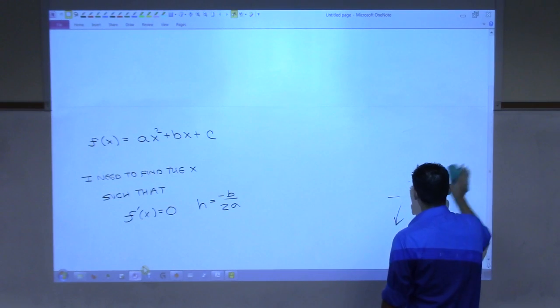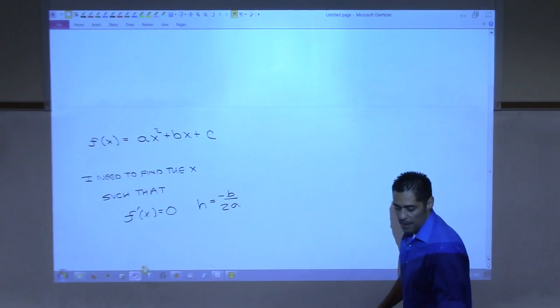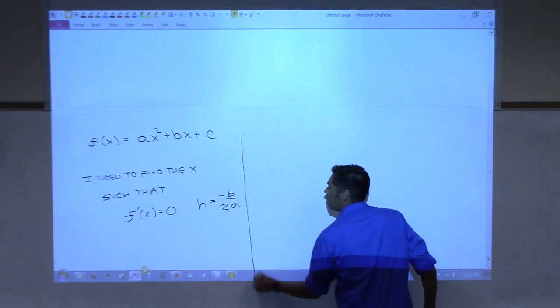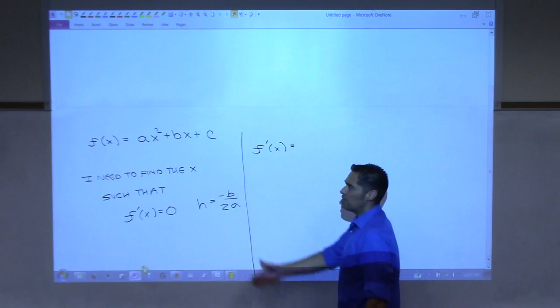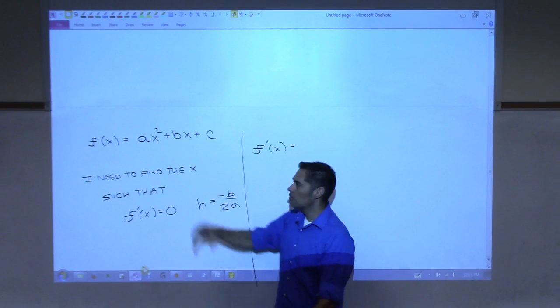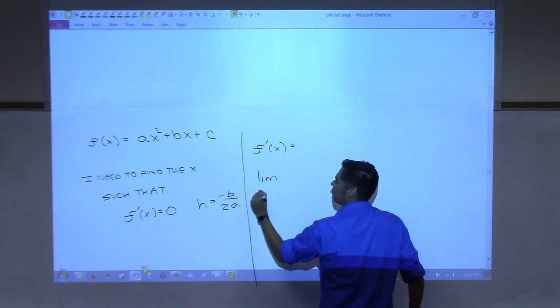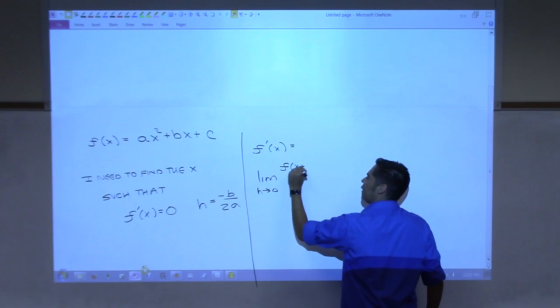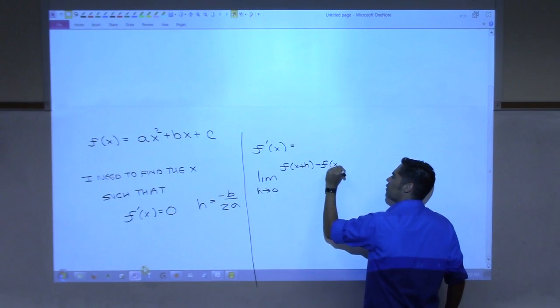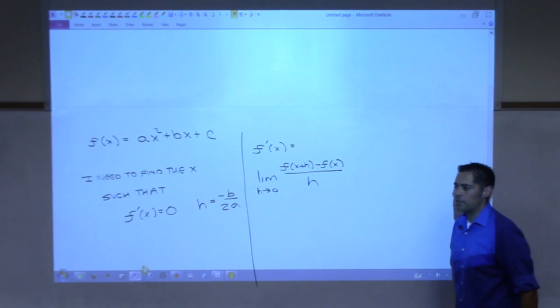Let's actually do it. You ready? It's going to look bad, but it's actually not going to be that bad. First, let's just figure out what's the derivative of a general quadratic function. What is the derivative of this? It's the limit, as h goes to 0, of f of x plus h minus f of x all over h, right? That's what it is.